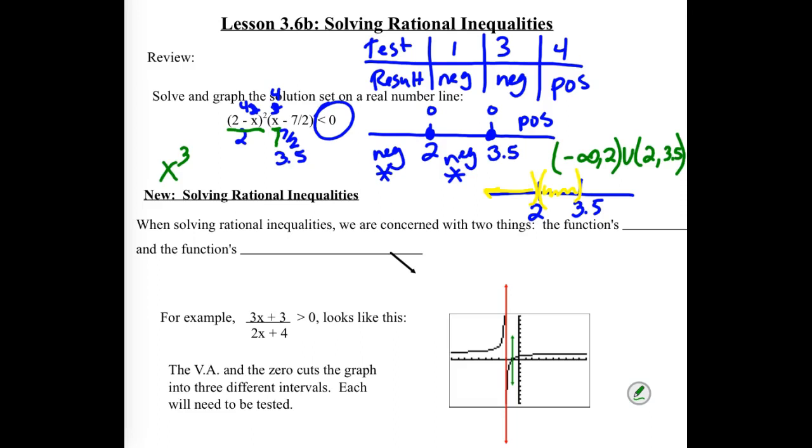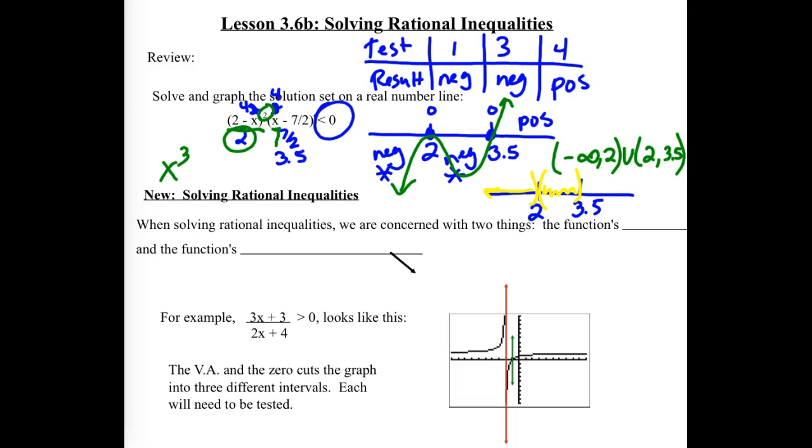Okay. And do you remember when we talked earlier in the chapter, this 0 at 2 had a multiplicity of 2? Do you remember what it does then? It bounces. So we are starting low. We're going to bounce off the 2, and then we're going to twist and go through the 3.5. Does that make sense? So does that match what we found algebraically? Yes? Okay. That was a polynomial inequality.